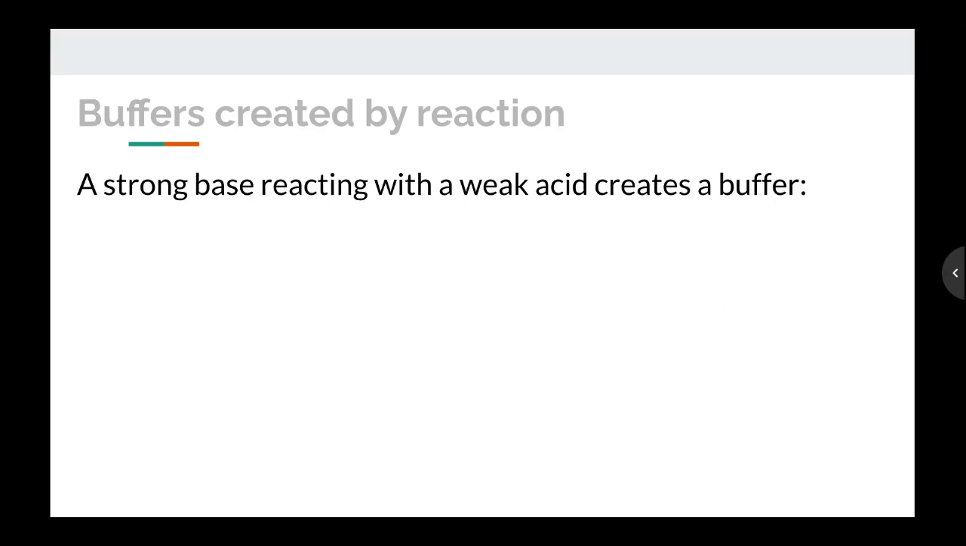Similarly, a strong base reacting with a weak acid also creates a buffer. Here's the reaction. The weak acid is reacting with the OH minus from the strong base. It's a one-way reaction because weak acid, strong base is one way. And that's going to make water, and it's going to make the conjugate base of that weak acid. So now the weak acid was present, and now we have some conjugate base as well. But again, this is only a buffer if the HA is in excess and the OH minus is the limiting reactant.